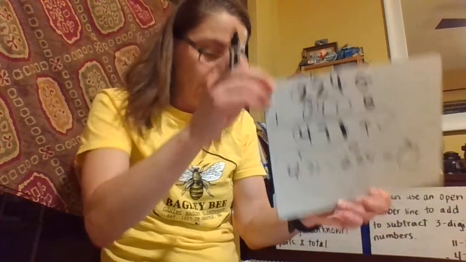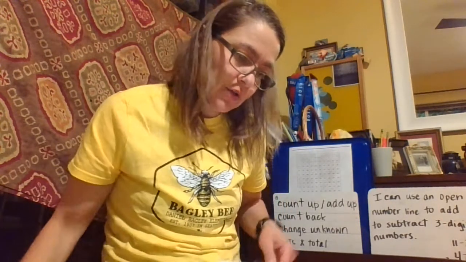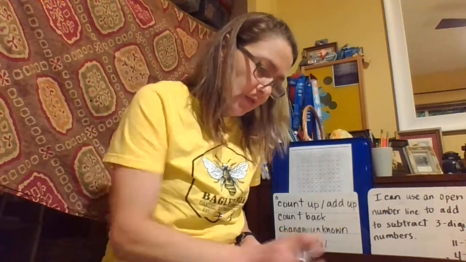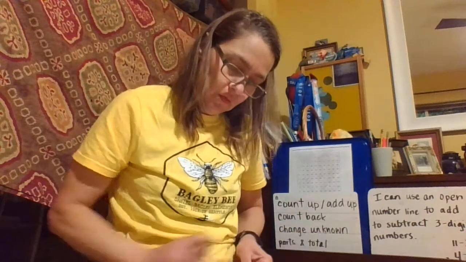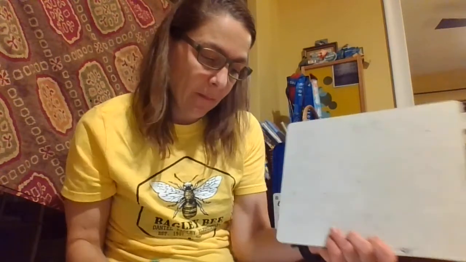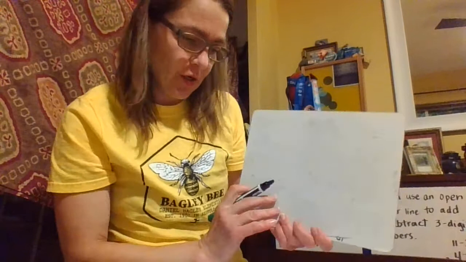Okay, so let's go ahead and try one more problem, and we can go right to the guided practice, and we can go ahead and do the one they're asking us to do. 573 minus 459. Okay, so erase. And remember, they want you to count up instead of doing it with subtraction. They want you to make it a change unknown.